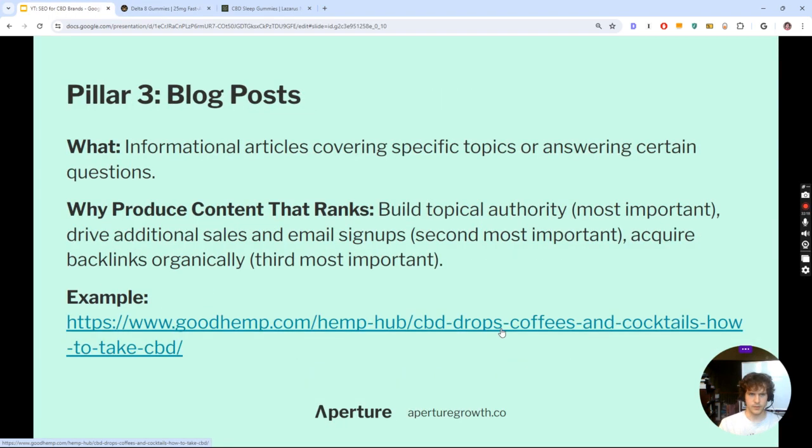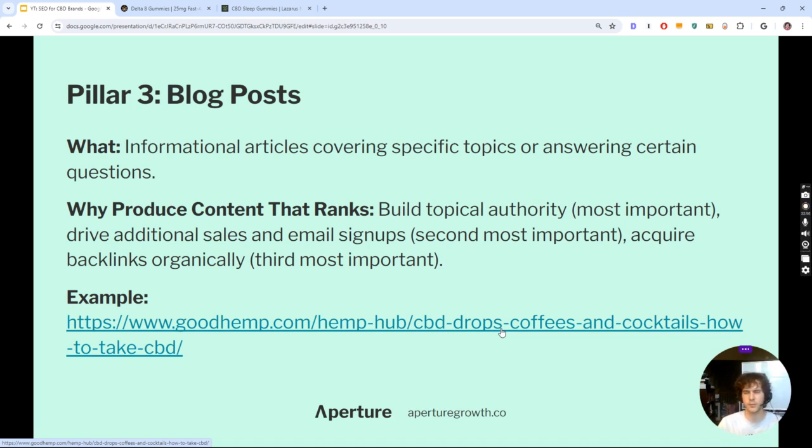All right. Moving on. Third pillar, blog posts. So blog posts are basically informational articles that cover topics or answer questions. They're important for a few different reasons. Number 1, blog posts can help you build topical authority, which is probably the most important thing, so that you can build authority for the topics that map to your products. So therefore, you'll be able to rank for product-related keywords. Blog posts can also drive sales and email signups.